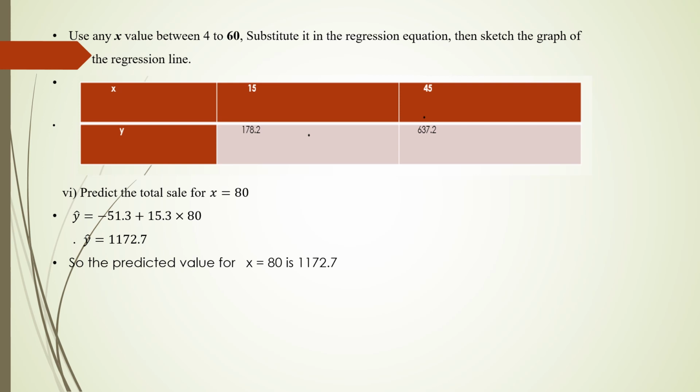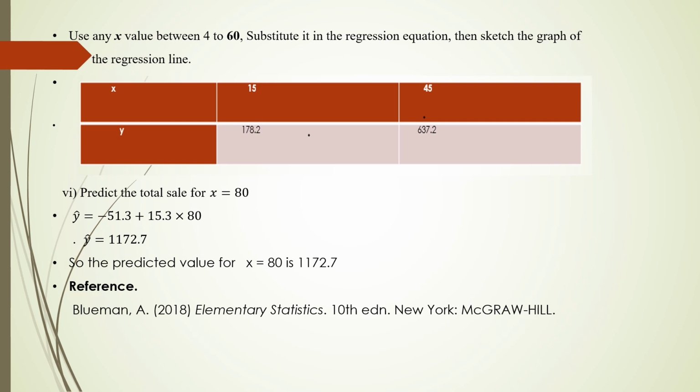So the predicted value for x equal to 80 is $1,172.7 million. Okay, dear student. I took this question from Elementary Statistics, 10th edition.